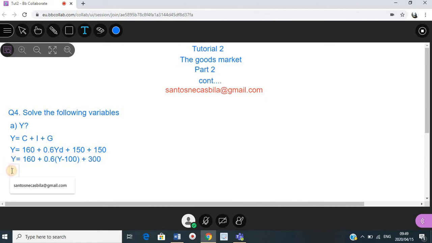Very good. So here we will say Y is going to be equal to 160 plus 0.6Y minus 60, plus 300, right? So here we'll just group the common factors, right? Y minus 0.6Y is going to be equal to 400, okay?